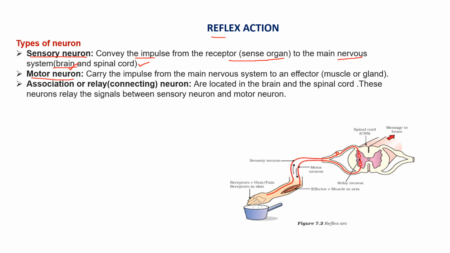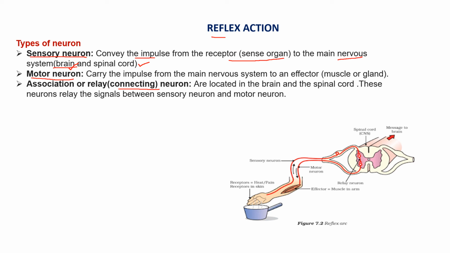Now comes the association, or relay, or connecting neuron. Between the motor neuron and the sensory neuron, there is a small relay or connecting neuron, which is located in the brain and in the spinal cord. This relay neuron takes the information from the sensory neuron to the motor neuron.